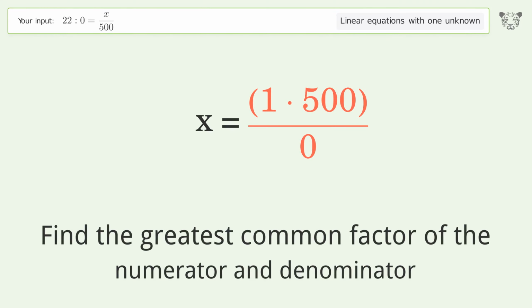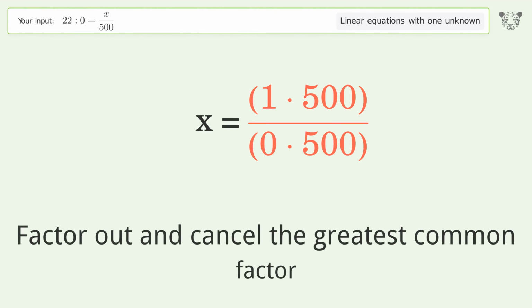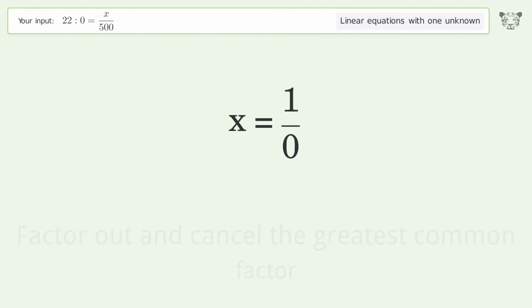Find the greatest common factor of the numerator and denominator. Factor out and cancel the greatest common factor. And so the final result is x equals 1 over 0.